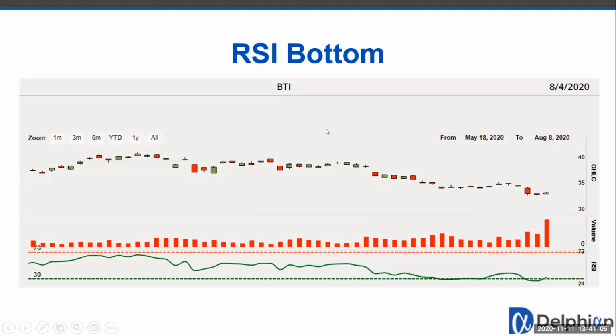So here's an example of British American Tobacco. You can see it's kind of in a downtrend here, and it's kind of bouncing around here. And down at the bottom, we see this cross right here. At this point, it had met state 8 target 3, and then it crossed above. So that was our entry signal for that trade.